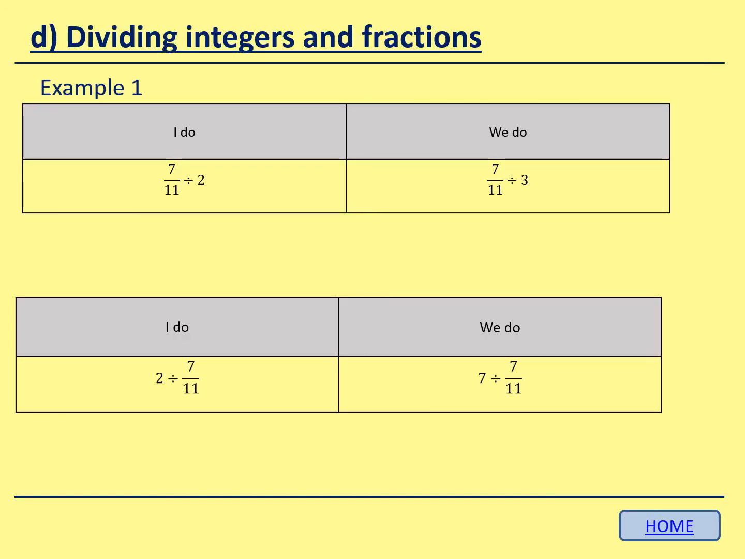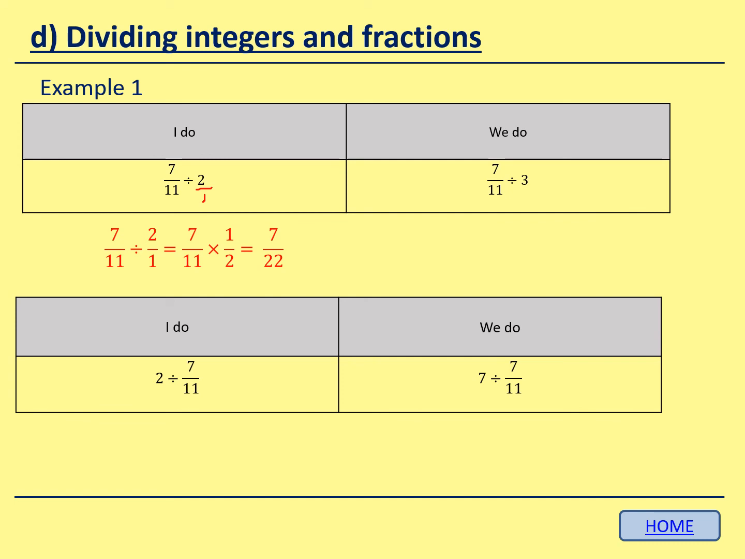On this video, we've got dividing an integer. An integer is a whole number, with a fraction. So we've got 7 over 11 divided by 2. The whole number 2, remember, has got an unseen denominator of 1. So if we apply keep, flip and change, we've got 7 over 11 multiplied by a half. 7 times 1 is 7, 11 times 2 is 22.